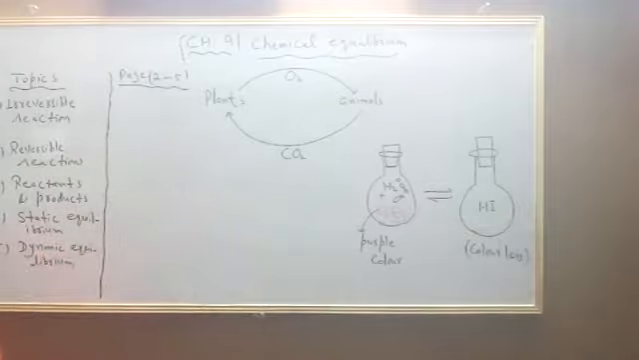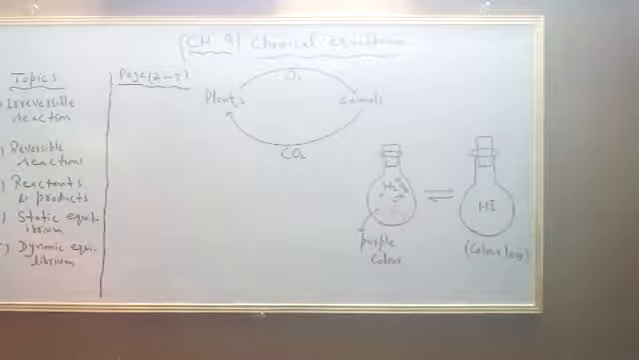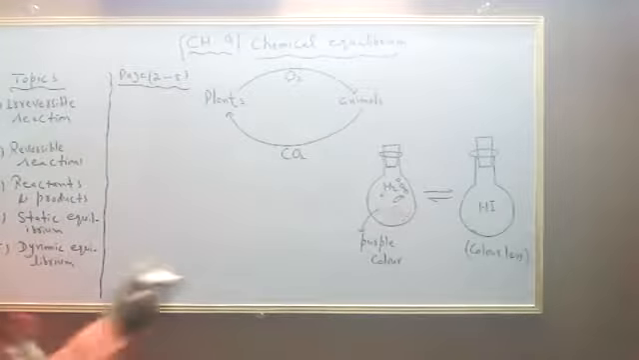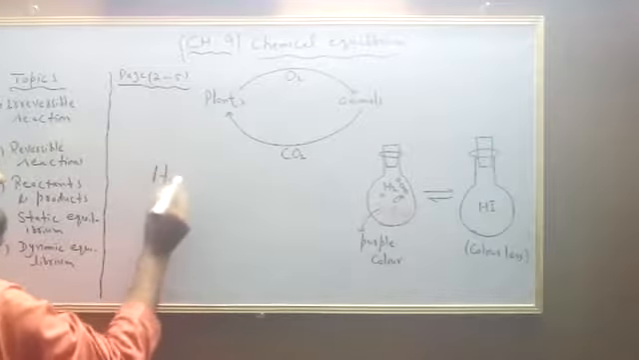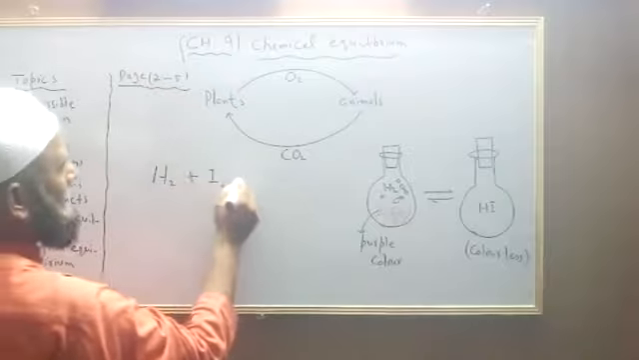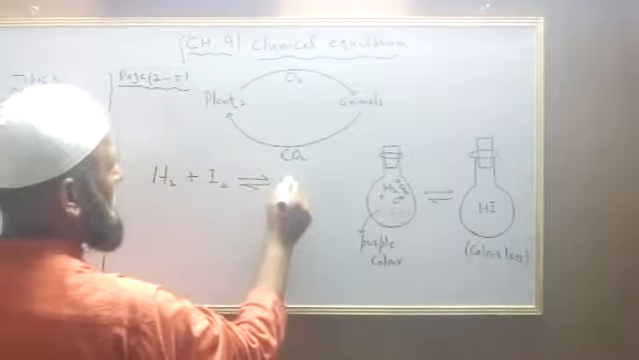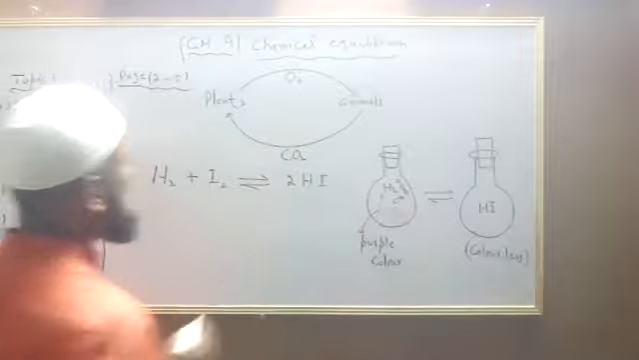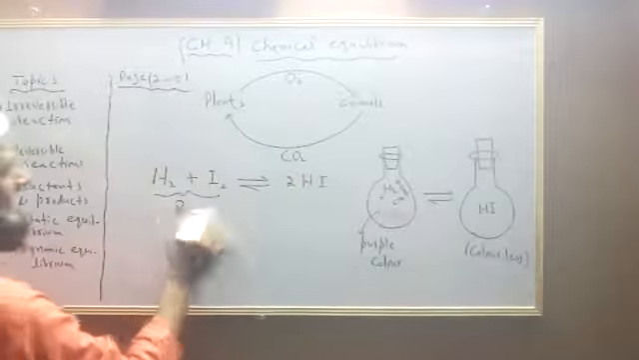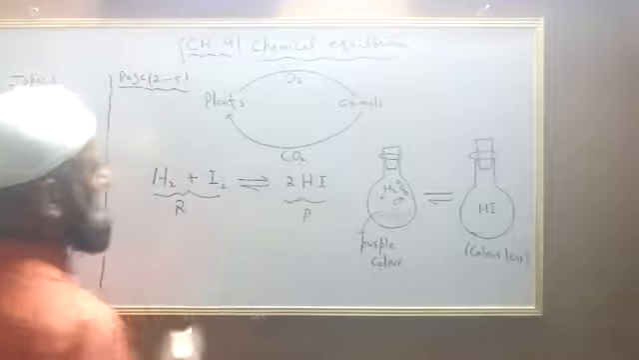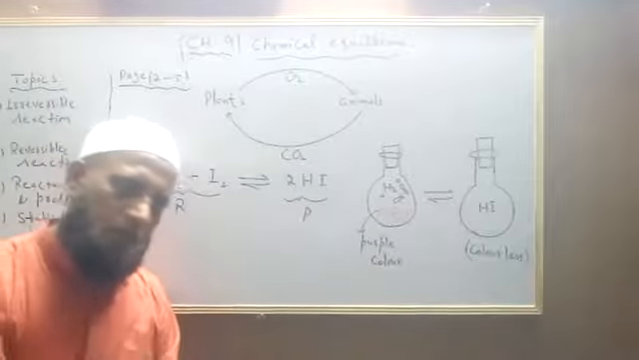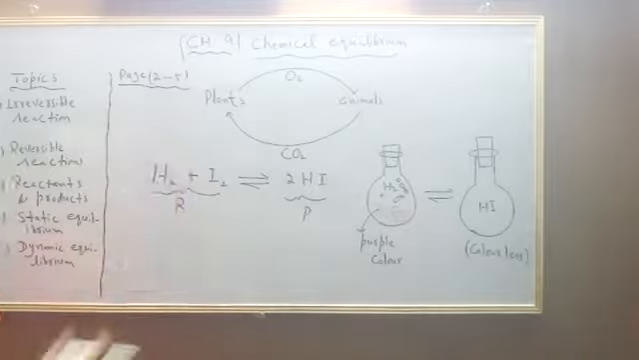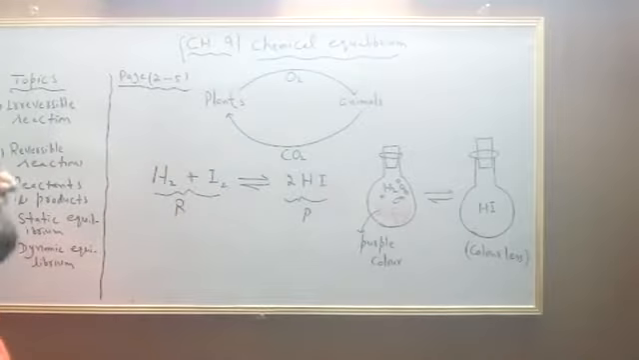Then what are reversible reactions? Reversible reactions are those in which reactants are converted into products, and vice versa: products are also converted into reactants. Reactants are converted into products and products will be converted back into reactants. This is a very simple example of the formation of hydrogen iodide.